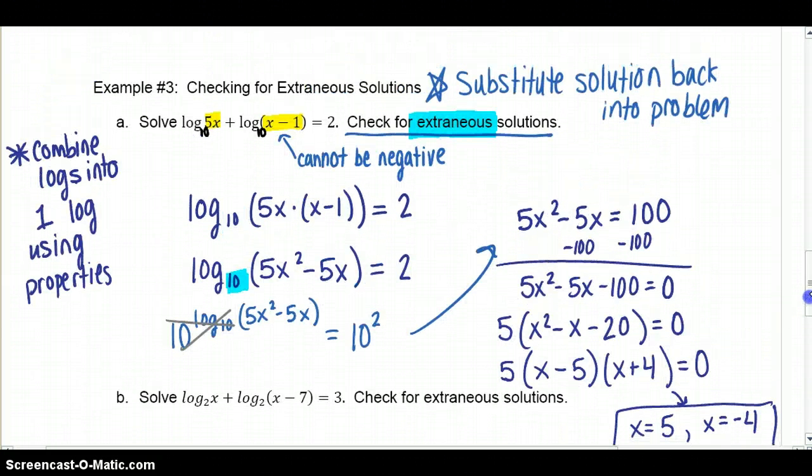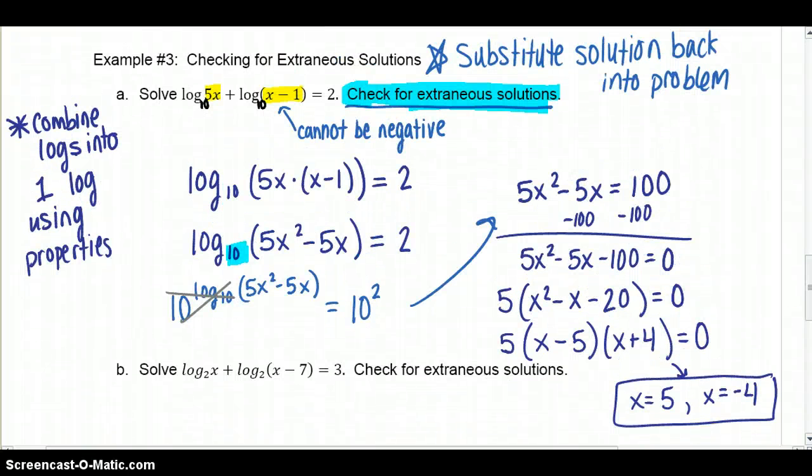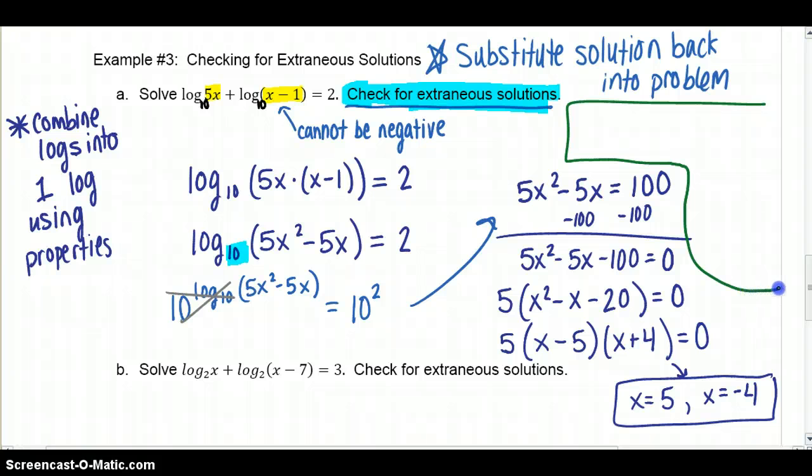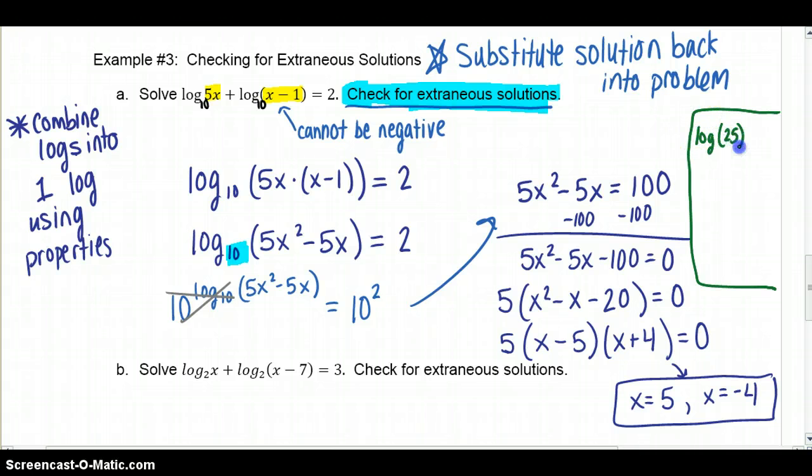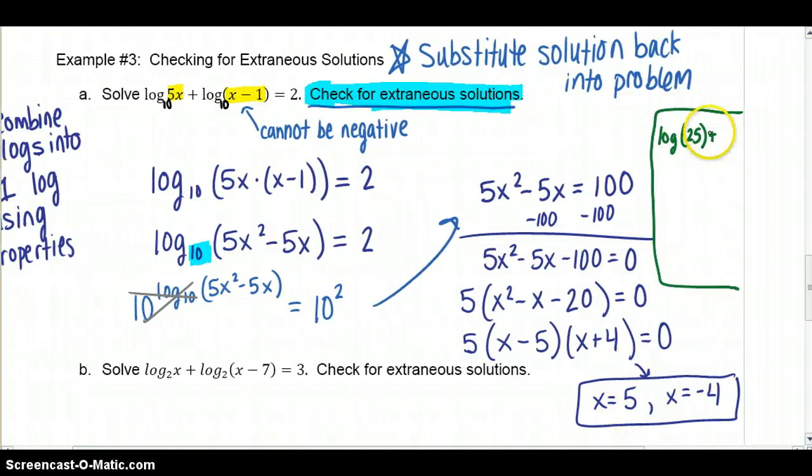But don't forget, we just said it at the beginning. We have to check for extraneous solutions. So let's go ahead and quickly plug these back in and see what ends up happening. Alright, if I plug x equals 5 back in, I've got log of 25 plus log of 4. And I'm checking, does it equal 2?